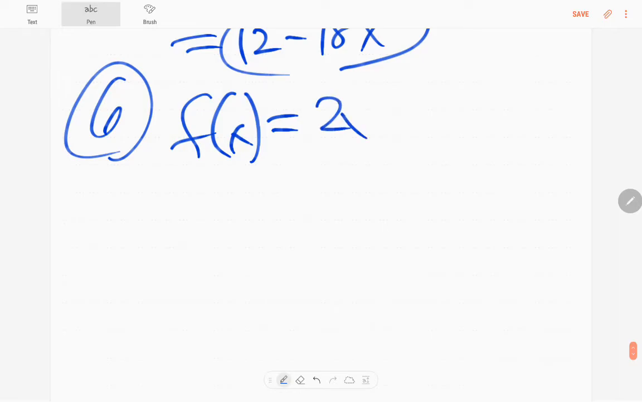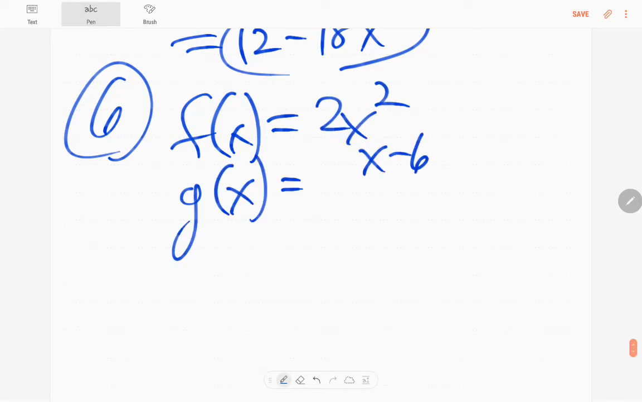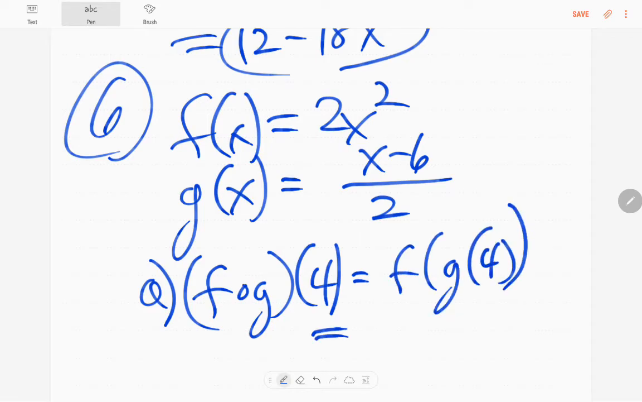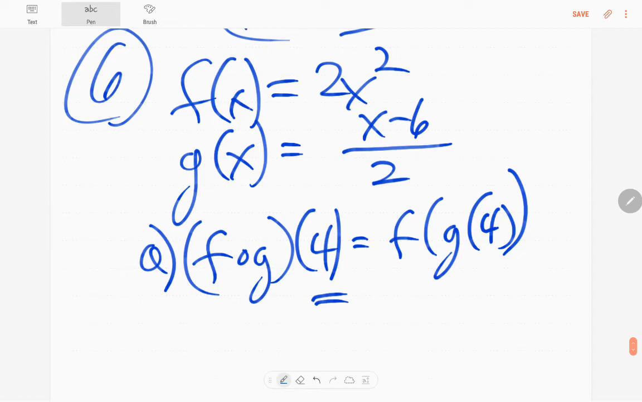This time f of x is 2x squared, and g of x is x minus 6 over 2. So part A says, what is f of g of 4? So that's just f of g of 4 written like this without the open circle. But once again, always do the part on the right first. So what is g of 4? Just put a 4 right there.